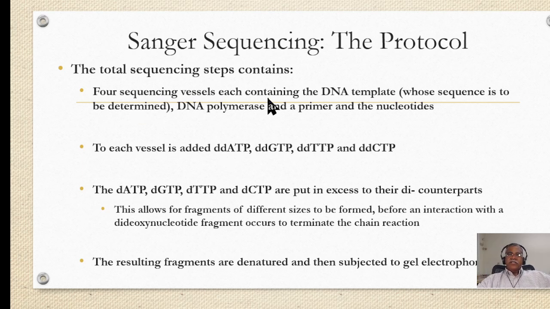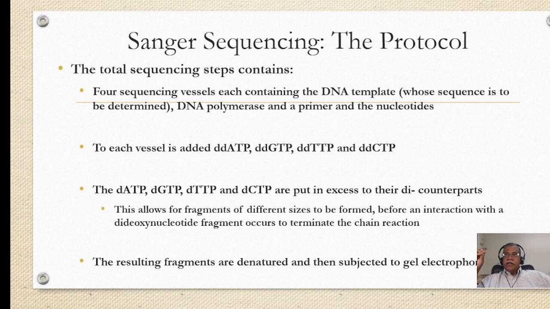You have 4 sequencing vessels, each containing the DNA template, the one that you've been given, whose sequence is to be determined, and there you put some DNA polymerase, a primer and the nucleotides. Once the primer starts the process, DNA polymerase will take the nucleotides and complementarily add them to the original template. But then you also add, instead of dATP, dGTP, the ddNTP. This is the dideoxy. You add it to the vessel, but not a lot.